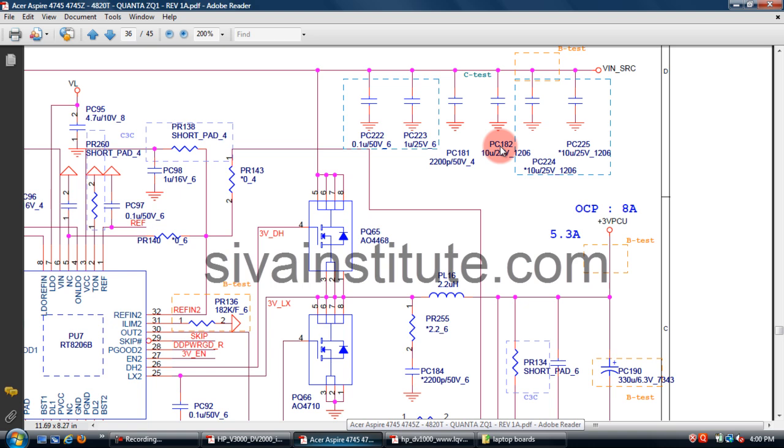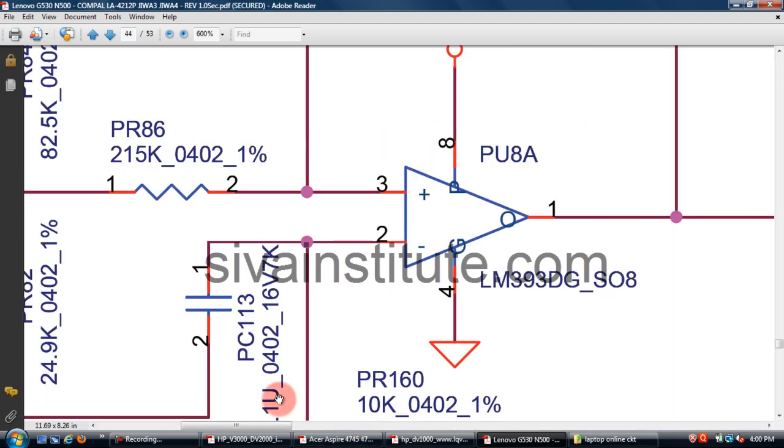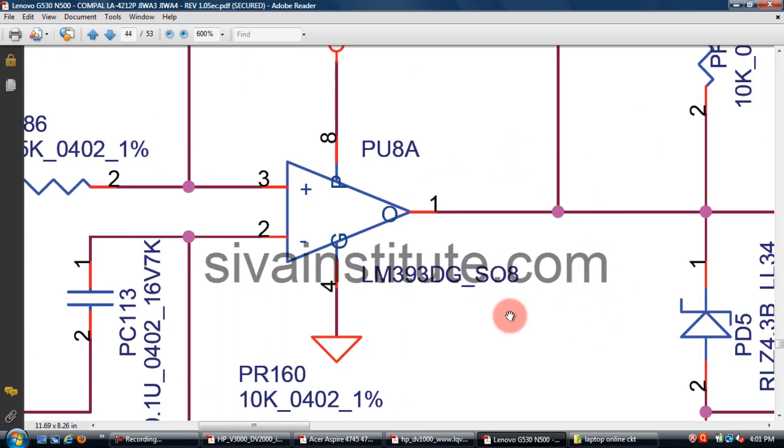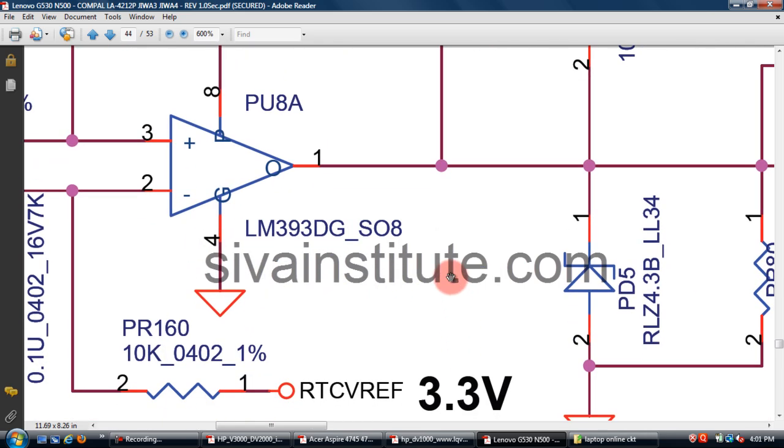In Lenovo, when you check the power button voltage, if that is 12 volts to 15 volts, you should check the LM393. You should check this 8 pin IC, and its inputs and outputs also.